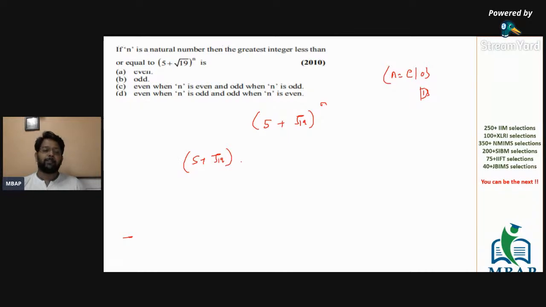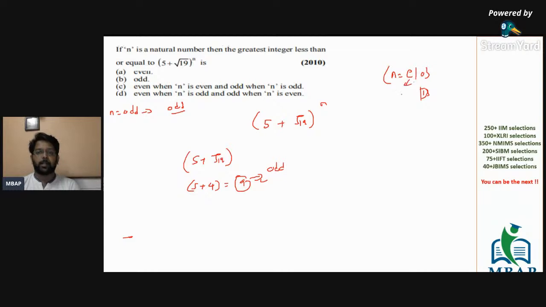It's going to be close to around 4.3 or 4.2, which we are considering here. So 5 will come here and the integral value 4 will come here. So 5 plus 4 will make the value 9, and 9 is an odd value. So we saw that if n is odd, this whole solution is odd.